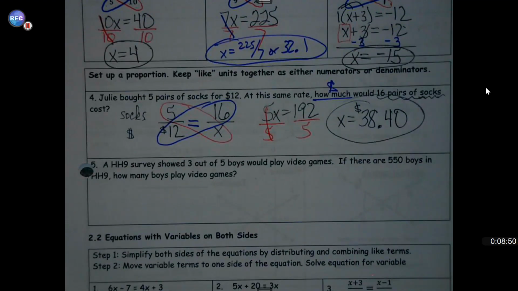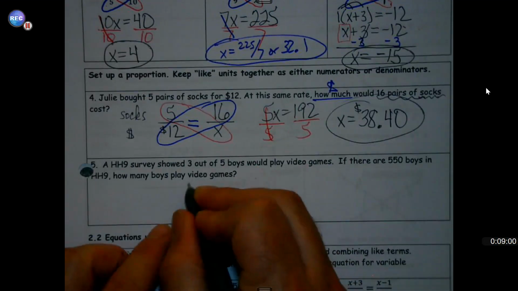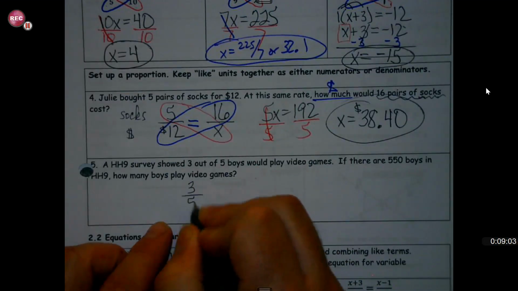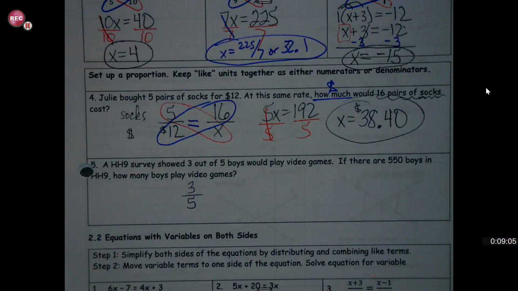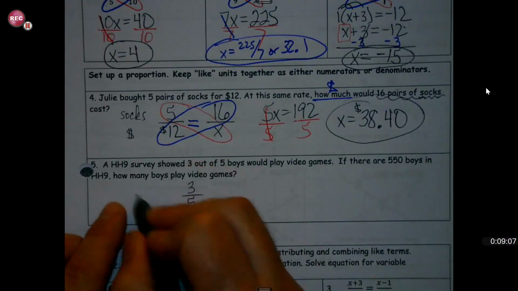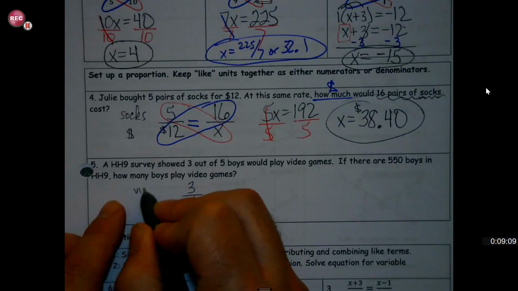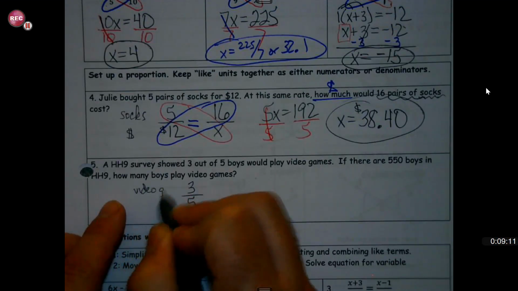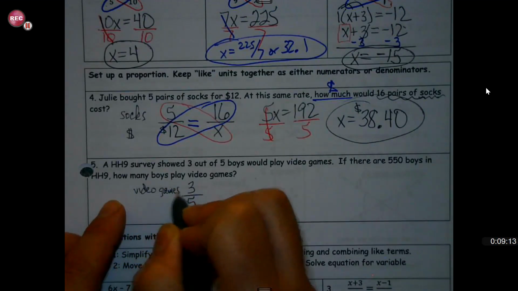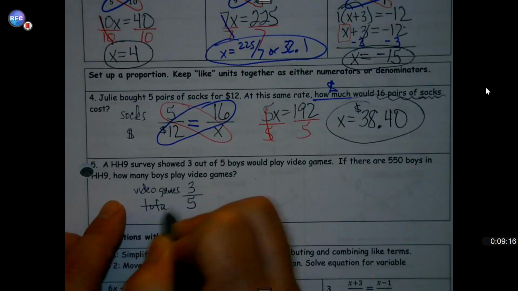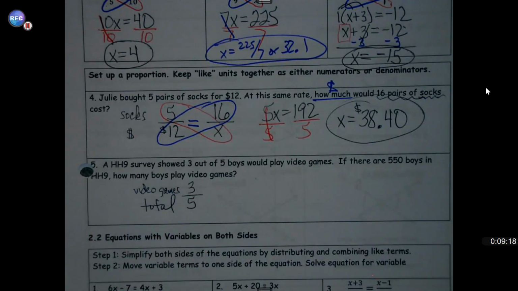One more. An HH9, oh, this is back from the past. Survey showed 3 out of 5 boys would play video games. Okay. It's 3 over 5. But you're like, okay, but we're talking about boys. So, like, how would you do a label thing? So this would be the ones that play video games out of 5, which would be the total.